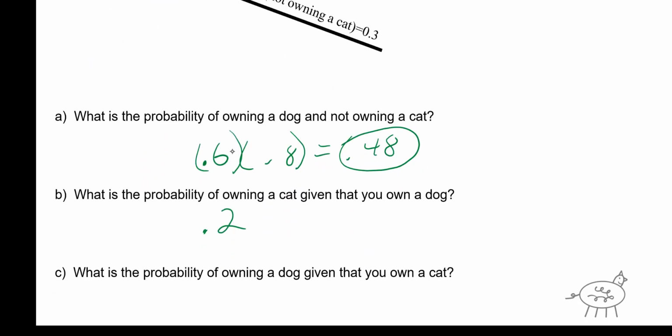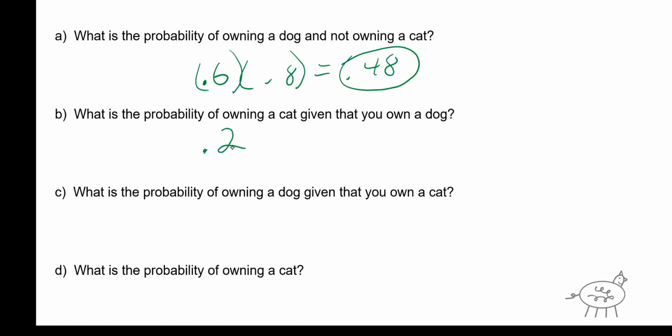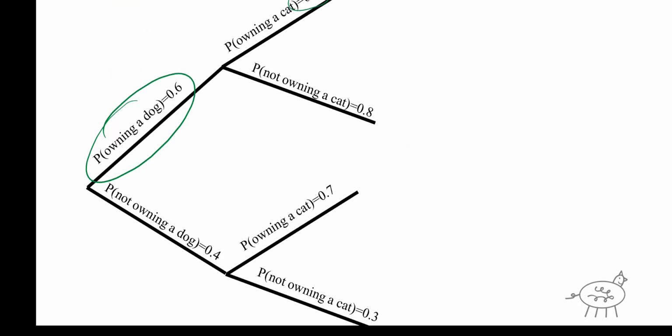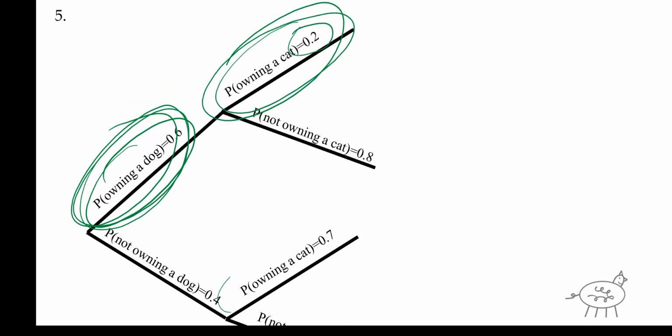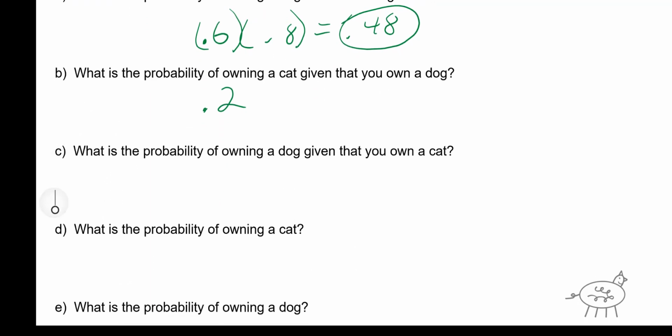Next question. What is the probability of owning a dog given that you own a cat? So we're going to write this out because this one's a little bit more involved. So let me actually go to this. Okay. The probability of owning a dog given that you own a cat. So I'm trying to figure out this one right here. But I own a cat. So I'm either here or I'm here. One of the two. And that's a conditional probability. I know I own the cat. Okay, so let's just actually write this out.